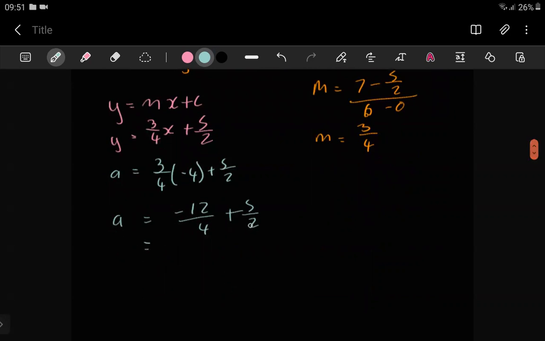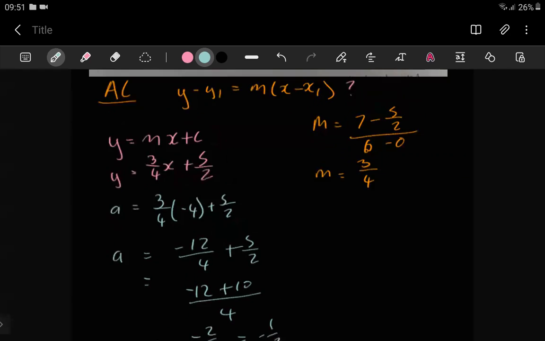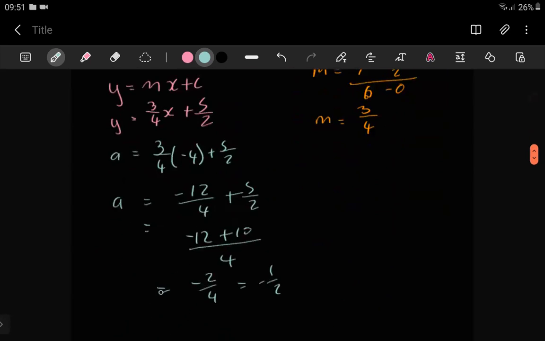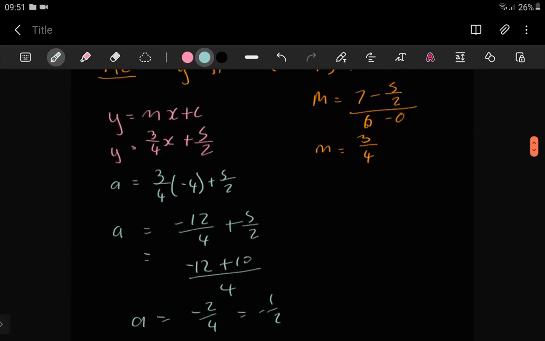In the calculator, I think we're getting -12 plus 10/4, which is -2/4, which is -1/2. Does that look accurate? It looks a bit weird, but if this is -2, this is going to be a bit higher. So -1/2 is what we're getting, which is fine.